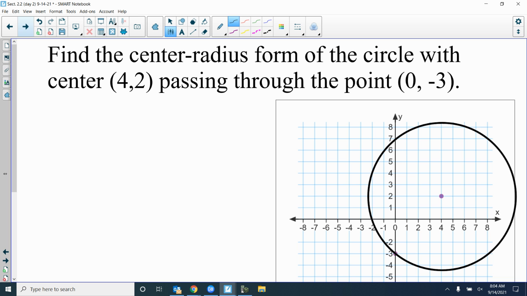All right, I want to see what you come up with. Here's that last one. Now, I got the picture there if you need it. It says, find the center radius form of the circle with center 4, 2, passing through the point 0, negative 3. So this is the only way this could look. Here's my center. Here's the point 0, negative 3. Passing through means that's what it hits. All right, see what you can come up with.